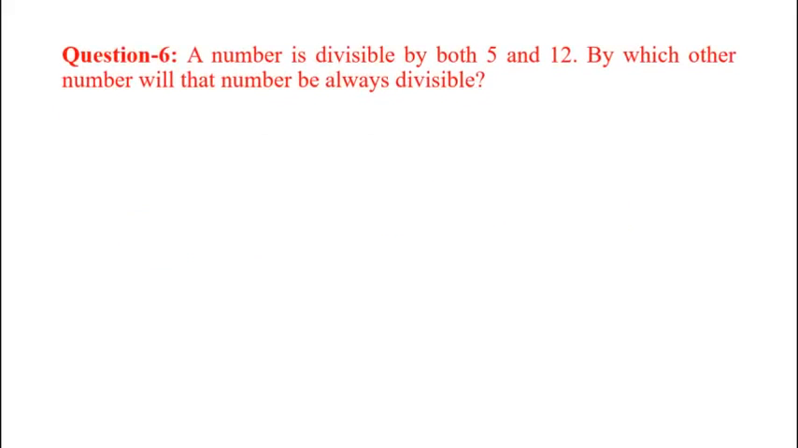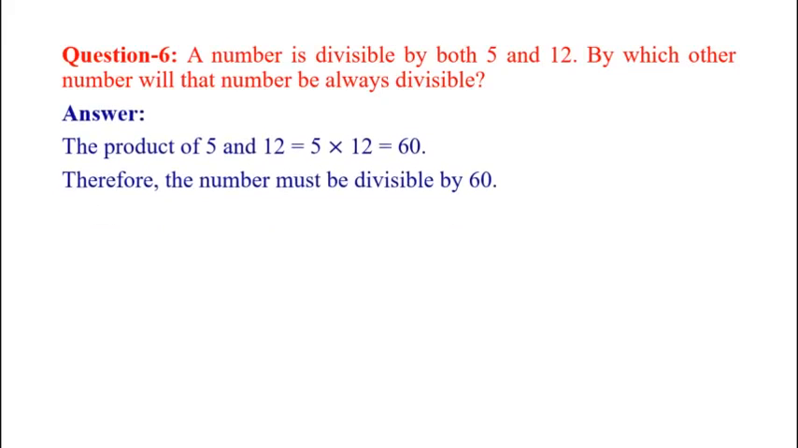Question number 6. A number is divisible by both 5 and 12. By which other number will that number always be divisible? Answer. The product of 5 and 12 is 5 into 12, that is 60. Therefore, the number must be divisible by 60.